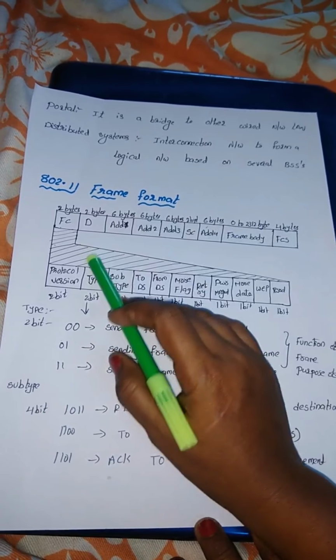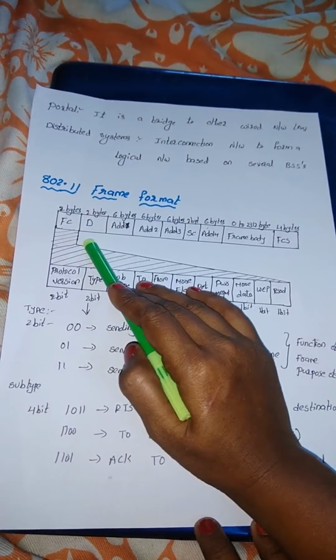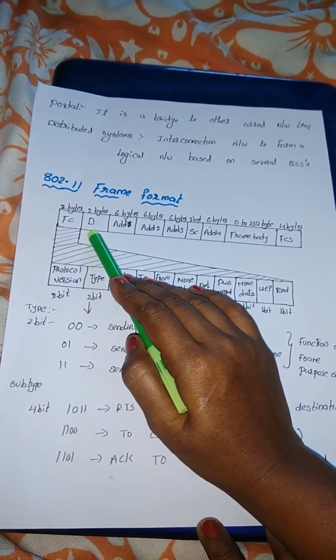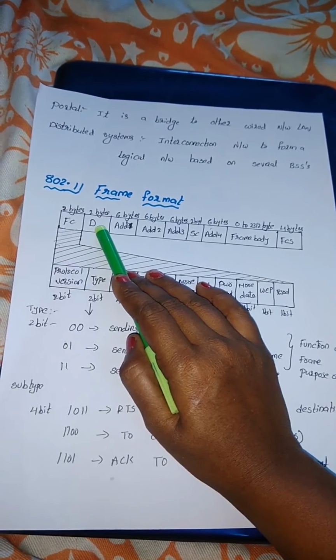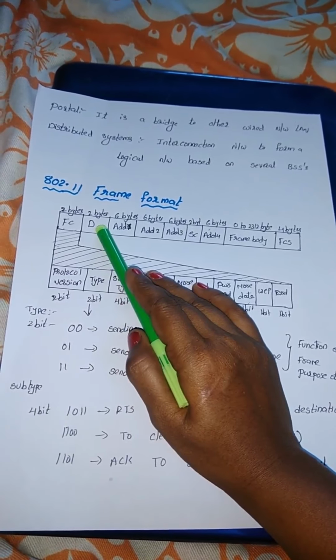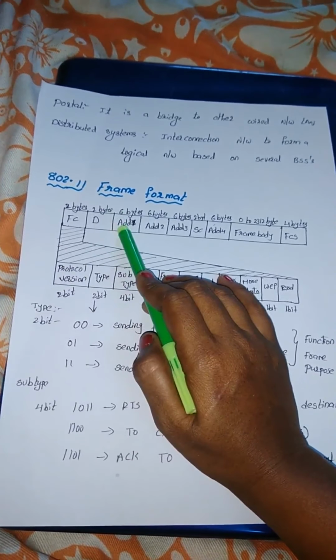Now coming to the explanation of the next field, called duration. It indicates how much time it takes for the transmission of data from one source to another destination.